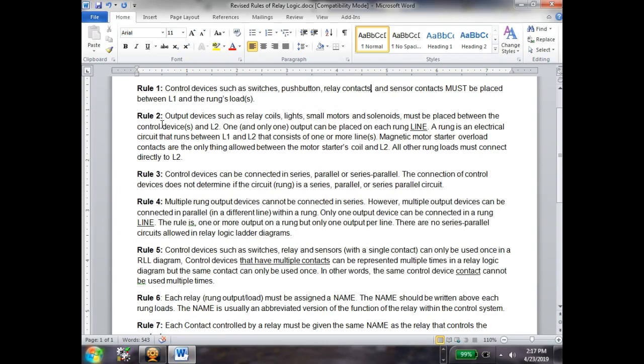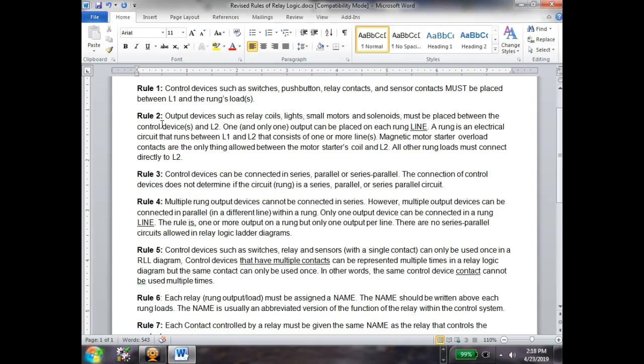Multiple rung output devices cannot be connected in series. However, multiple output devices can be connected in parallel in a different line within a rung. Only one output device can be connected in a rung's line. The rule is one or more outputs on a rung, but only one output per line. There are no series-parallel circuits allowed in a relay logic diagram. And there's no multiple load series circuit either, right?